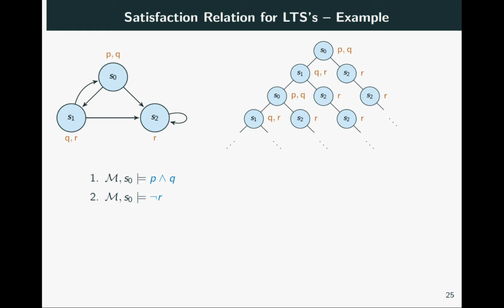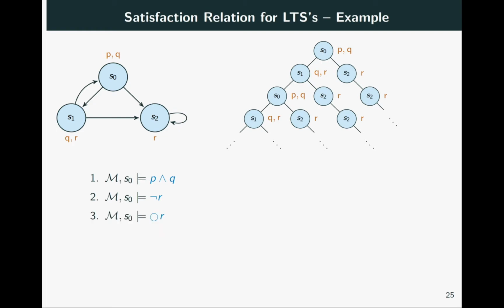It also satisfies in state S0 the formula not R, because the atom R is not true at state S0. Remember that we label each state with all the atoms that are true at that state. So if an atom doesn't show up in the labeling, it means that it is not true, in other words, false at that state.